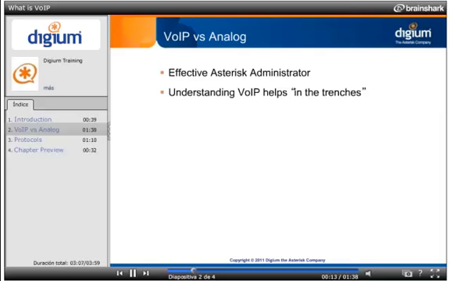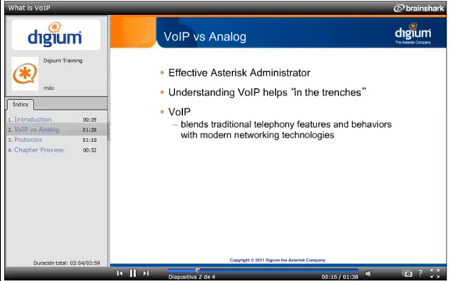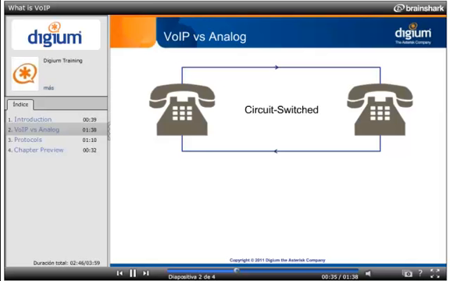Without going too deep, we'll simply state that voice over IP blends traditional telephony features and behaviors with modern networking technologies. VoIP protocols try to mimic the user experience and feature set of traditional telephony systems, despite having completely distinct underlying technologies. For example, one important difference between VoIP and traditional telephony is the way call setup is performed. In analog telephony, a dedicated circuit is established between 2 endpoints of a call. That circuit is a fixed path between the endpoints where audio can be transmitted and received reliably. If the circuit is broken or destroyed, the call is dropped.